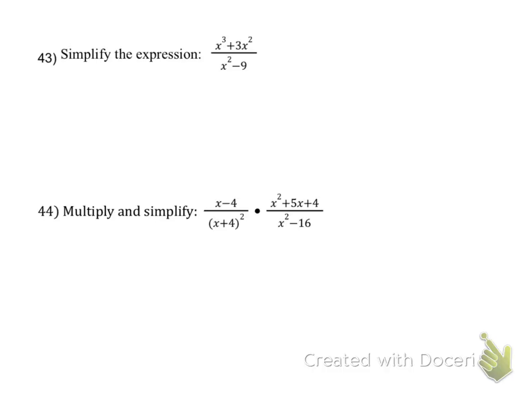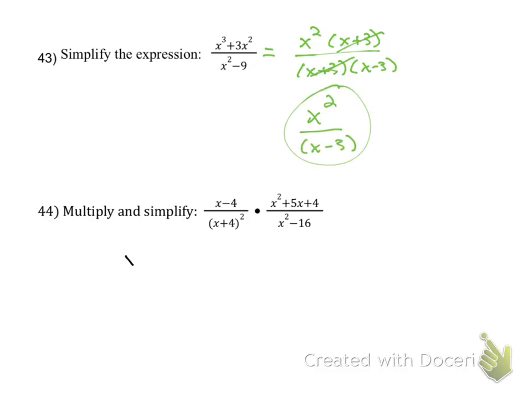All right, 43. Need to factor. Take an x squared out of the numerator, x plus 3. Denominator is x plus 3, x minus 3. Can cancel the x plus 3's. We're left with x squared over x minus 3.